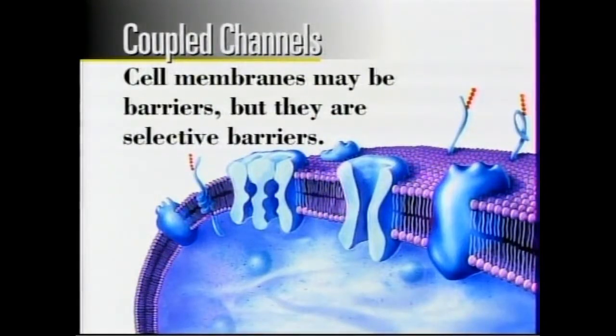Cell membranes may be barriers, but they are selective barriers. They contain special channels that enable substances to enter and leave, allowing specific particles to pass through, but not others. In this investigation, you'll take a microscopic look at a cross-section of a cell membrane.